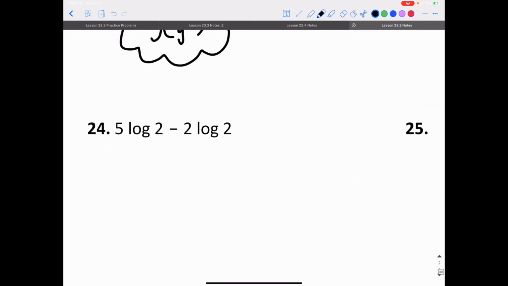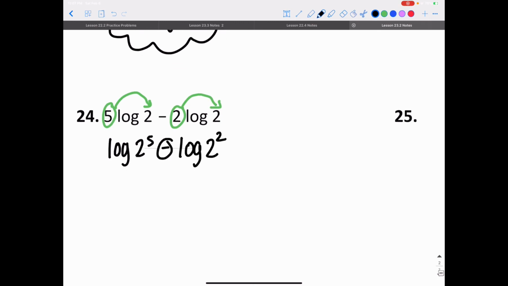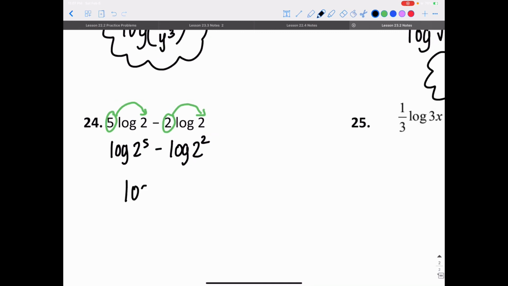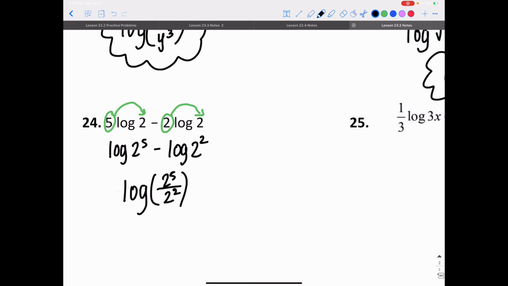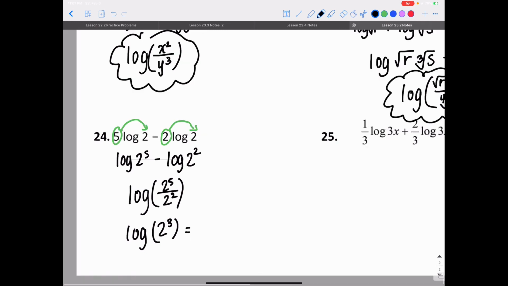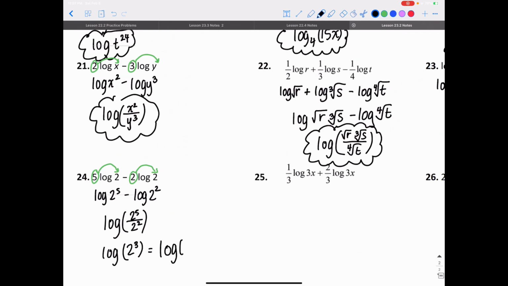For this one, I have 5 log of 2 minus 2 log of 2. I need to make these coefficients exponents first and foremost. I'm going to have log of 2 to the 5th power minus log of 2 to the 2nd power. I have subtraction, so I'm going to divide. I have log of 2 to the 5th power divided by 2 to the 2nd power inside. That simplifies to be log of 2 to the 3rd power, which is just log of 8.